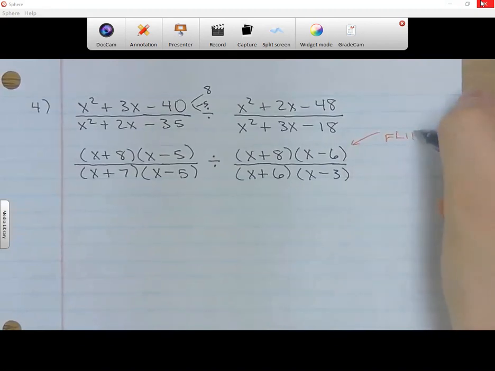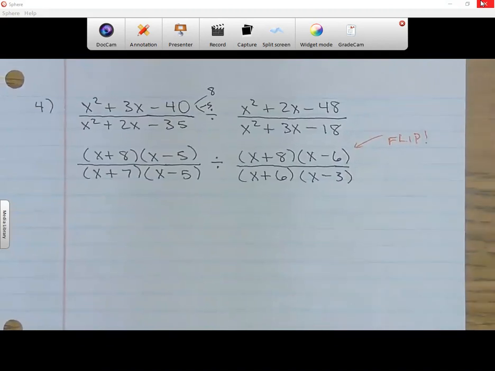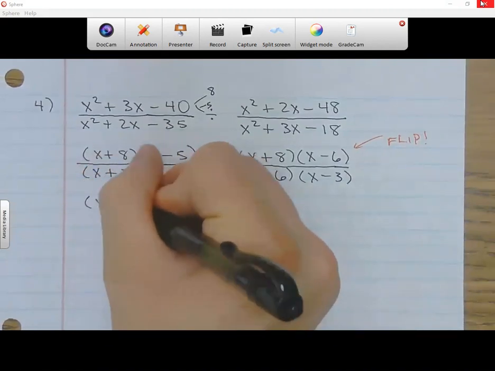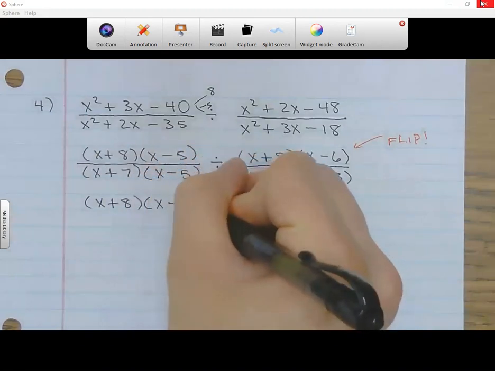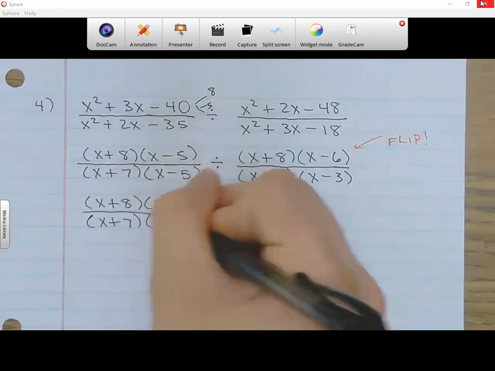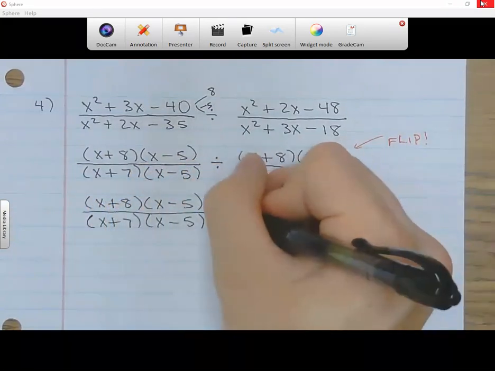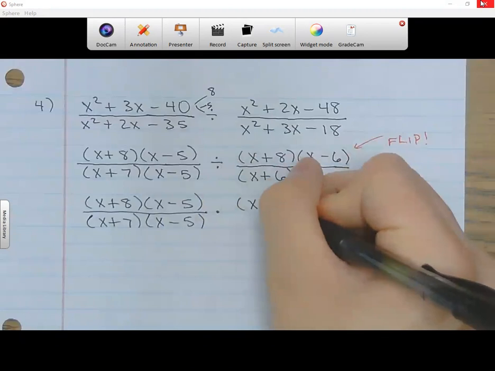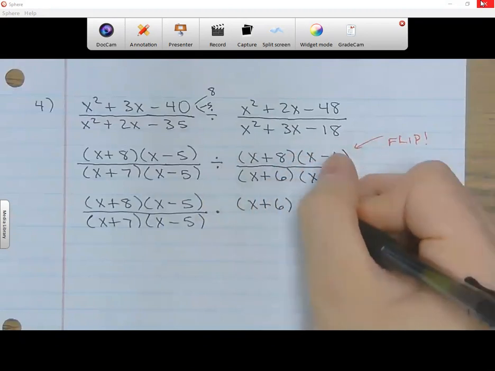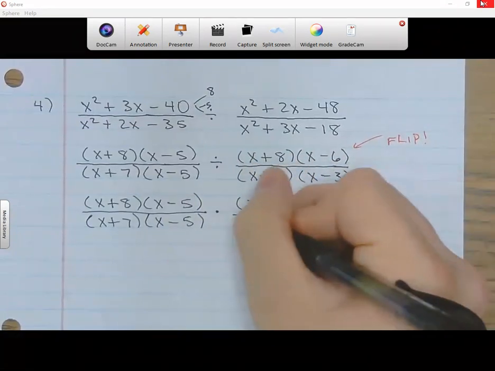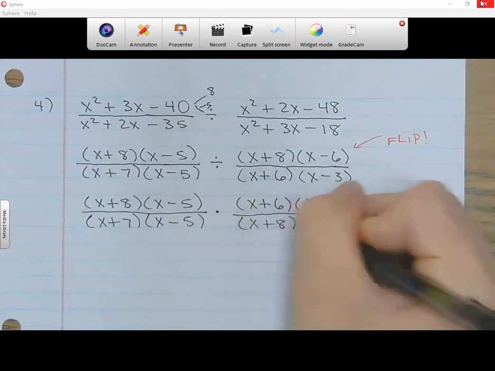We always flip the second fraction, and we keep the first fraction the same. So let me rewrite the first fraction. I'm not going to change anything to it. I'm just writing it out again. And I'm going to change the division to multiplication and then flip this. So you have to do both at the same time. You need to be able to flip and change the sign from division to multiplication. x plus 8, x minus 6.